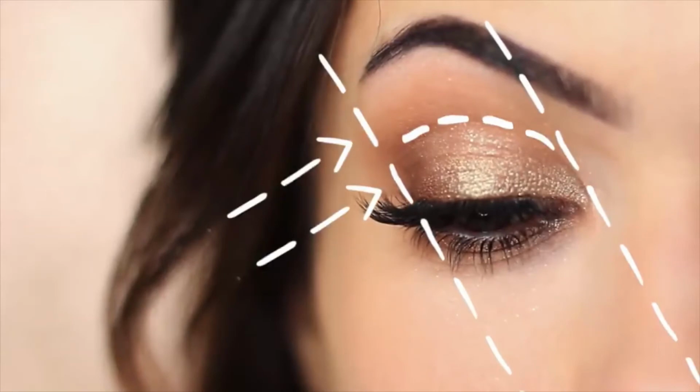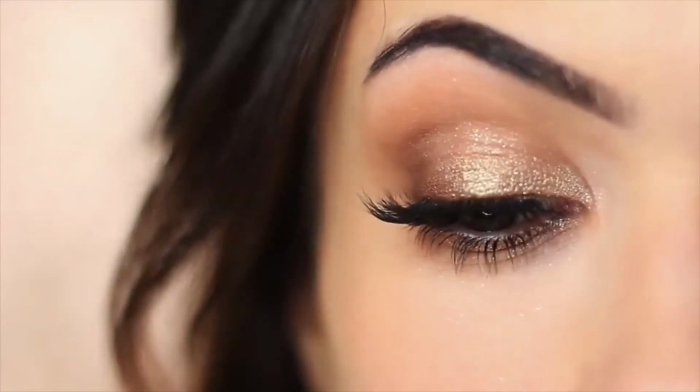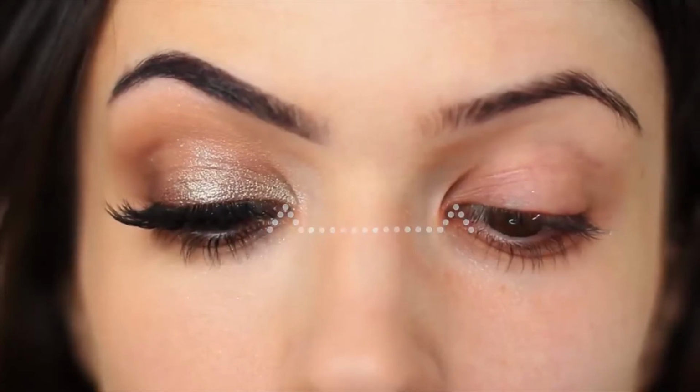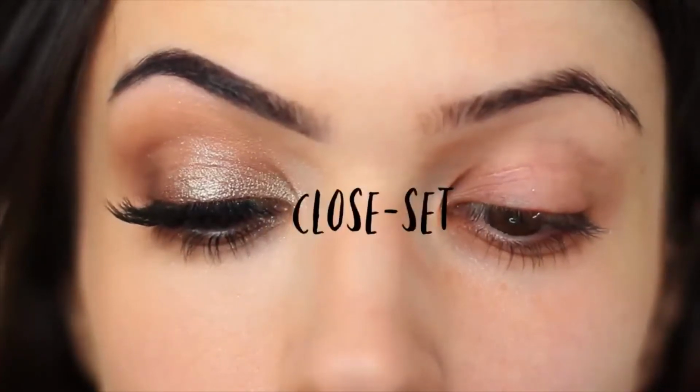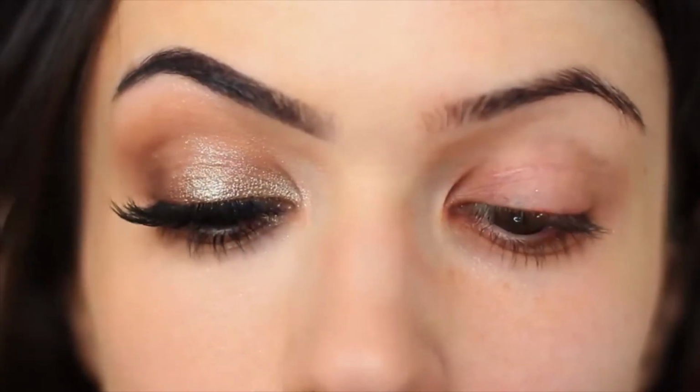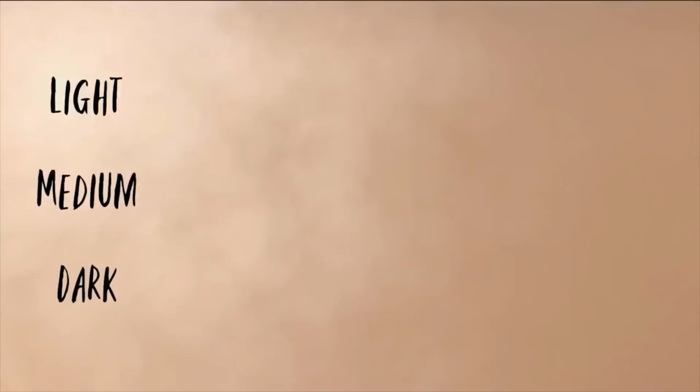So let's use this theory and adjust it for close-set eyes. Close-set eyes are set closer to the nose, and this often creates a natural shadowing effect on that inner corner. So what we want to do is to draw the eyes outwards, bringing that darkness out and bringing some light back in. We're still going to use a light, medium, and a dark.